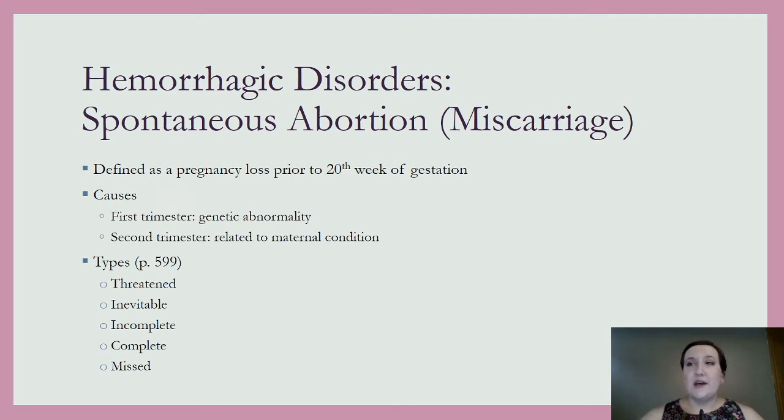Then we talk about the different types of spontaneous abortion as well. We have threatened, inevitable, incomplete, complete, or missed. So in a missed spontaneous abortion, that's exactly what I was speaking of as far as somebody not even realizing that they were pregnant. We do need to talk about what types of classifications of abortions that you will see listed out on the patient's medical record.